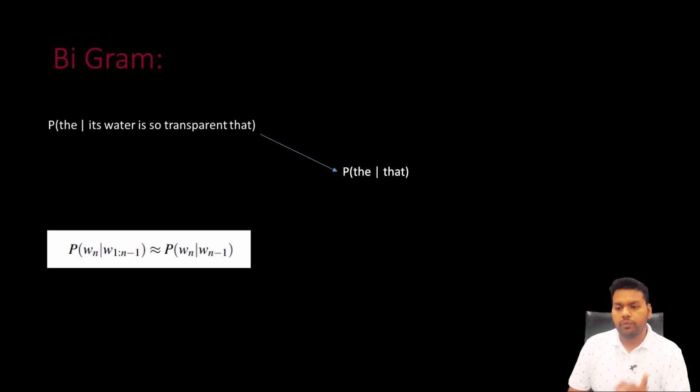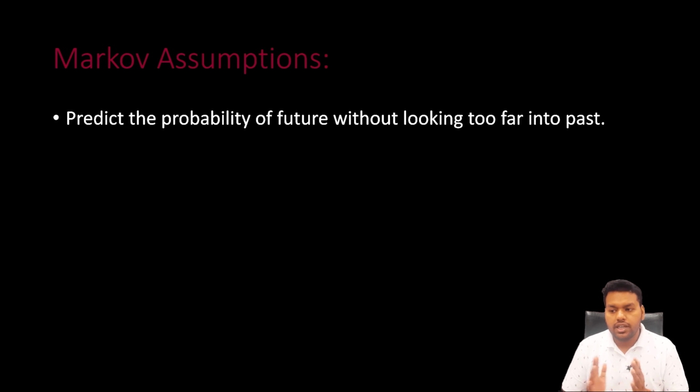So we calculate the probability of "the" given "that" in the case of the bigram model. This assumption, that you use only the one word in the history in place of the whole history, what is this assumption called? This assumption is actually the Markov assumption. So what is the Markov assumption? It predicts the probability of future words without looking too far into the past. That is the Markov assumption.